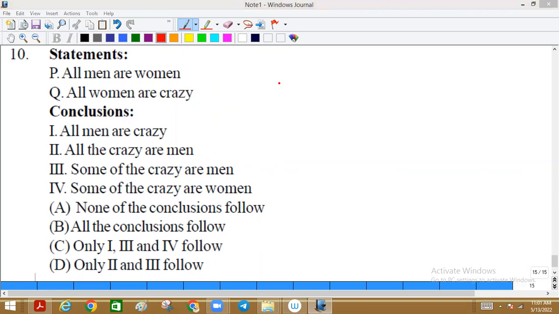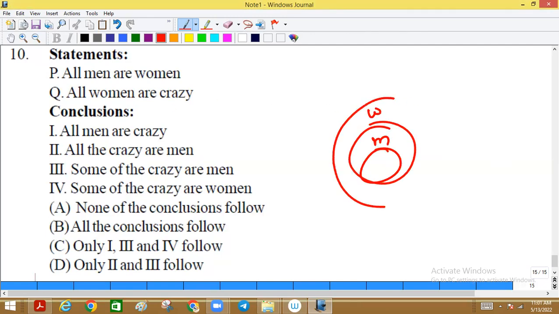What is the answer? C. All men are women. All women are crazy. So all women are crazy. Yes or no? See the first one. All men are crazy. Yes or no? All men are crazy. So it is correct.